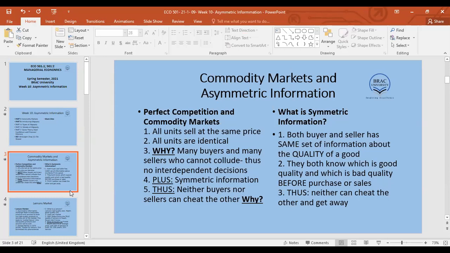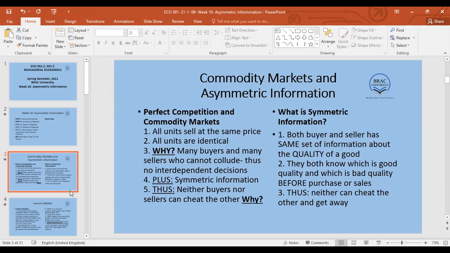Another example: a bank wants to give a loan to somebody. Whether the project is a risky project or a safe project, who has this information? The buyer or the seller? The buyer, not the bank, the seller. Right?